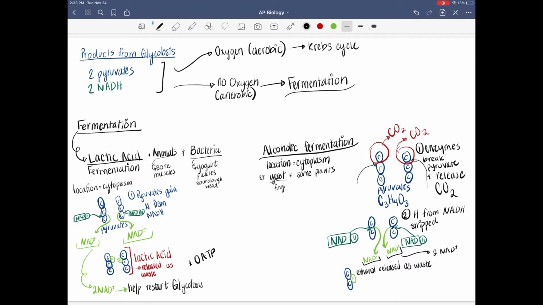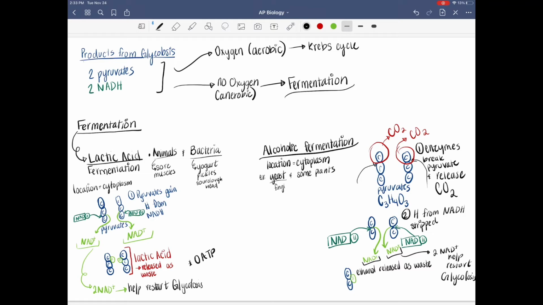So we have to keep in mind that fermentation is the process we go through when we do not have enough oxygen present. It does not produce any ATP, but what it does do is it changes our NADH molecules back into NAD pluses so that we have them there for glycolysis, because NAD plus is essential to complete glycolysis.